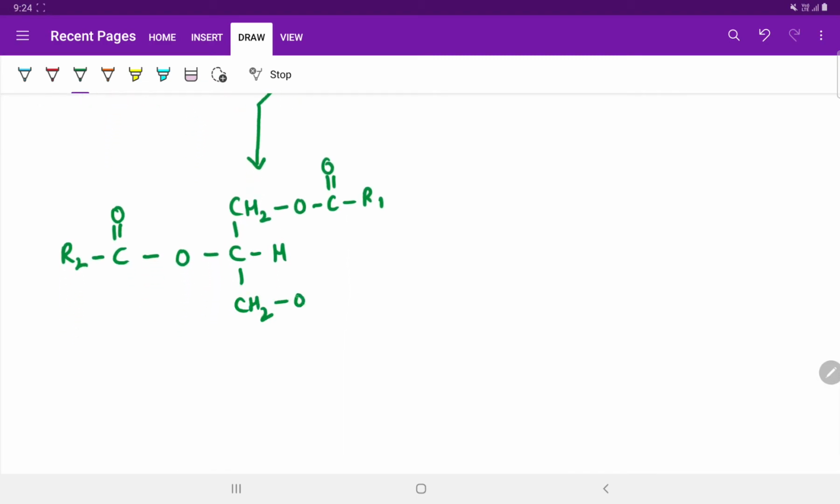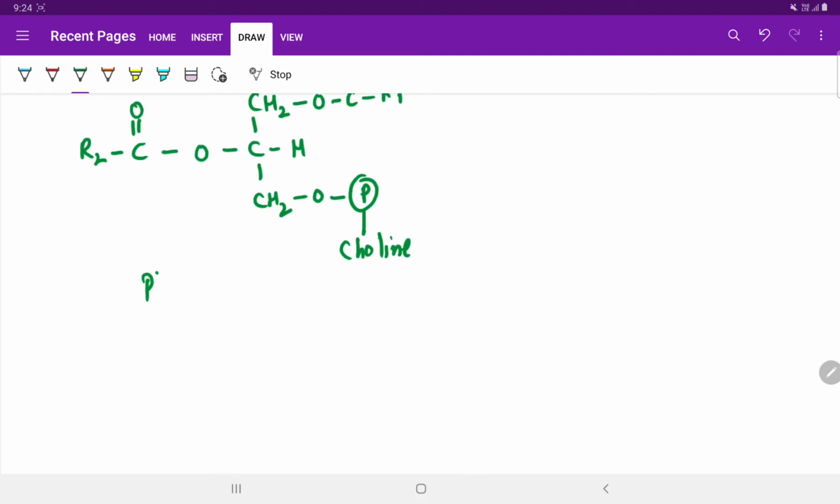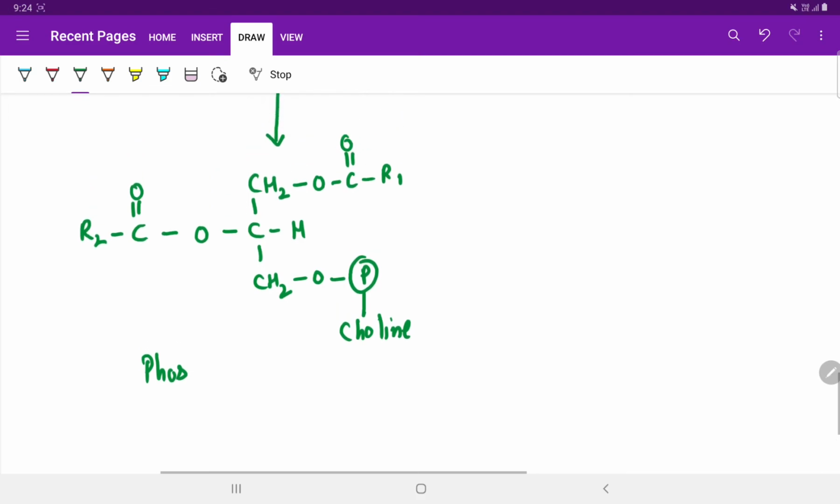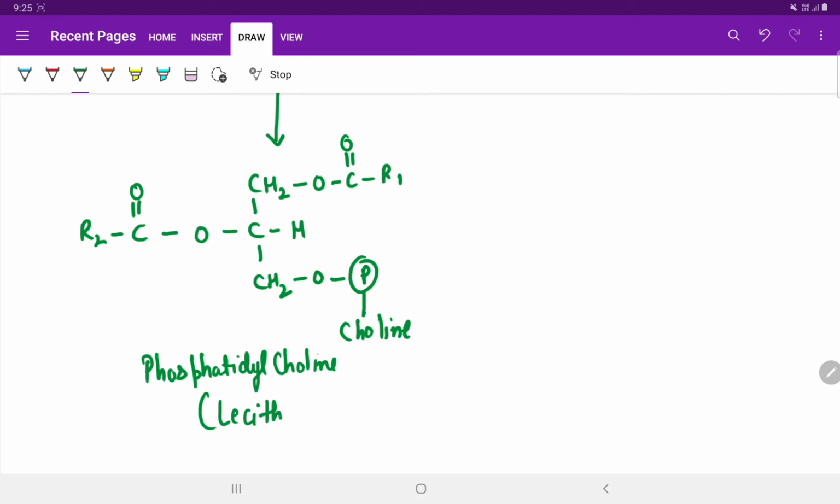So students, just note down the structure. To this phosphate, one choline molecule is attached, and this structure is known as phosphatidylcholine, also commonly called lecithin.